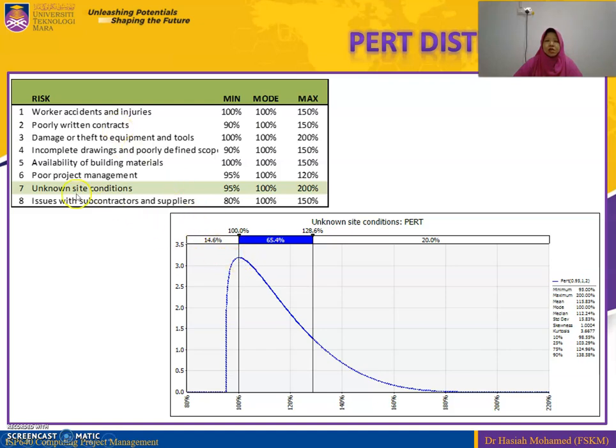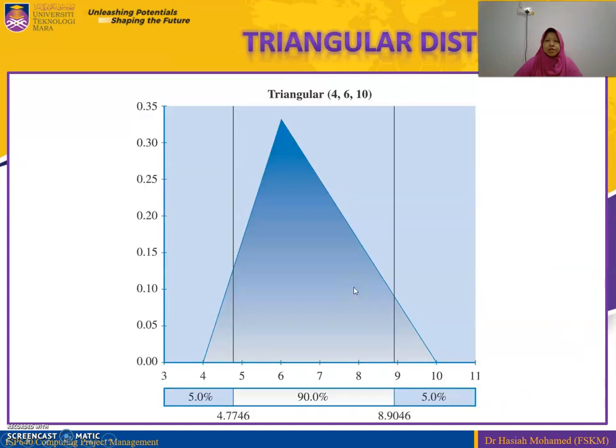The unknown size condition is the highest risk because it has the maximum impact. This is the triangular distribution. 5% and 5% for the distribution, and we have 90% within the triangular, between the numbers 4, 6, and 10.